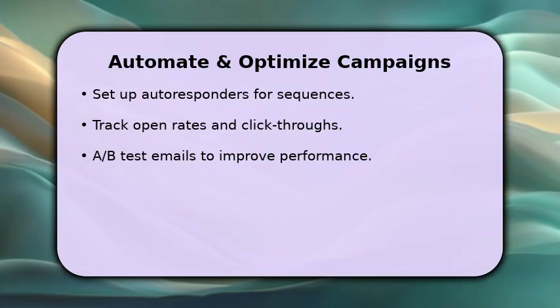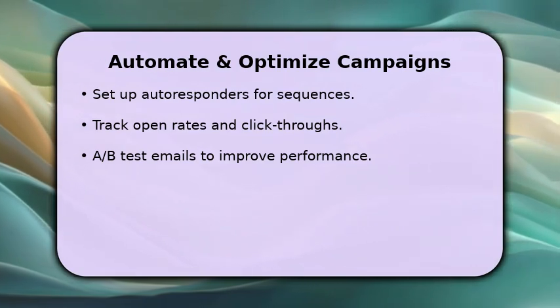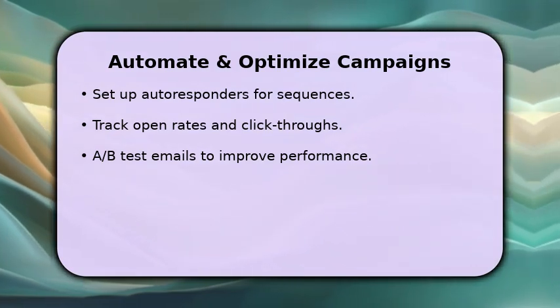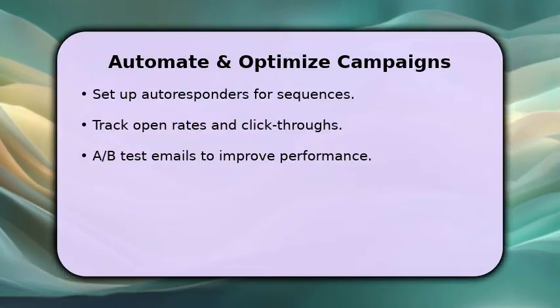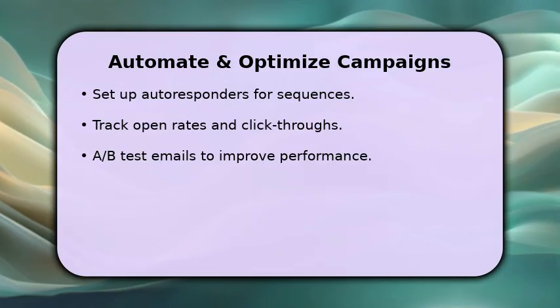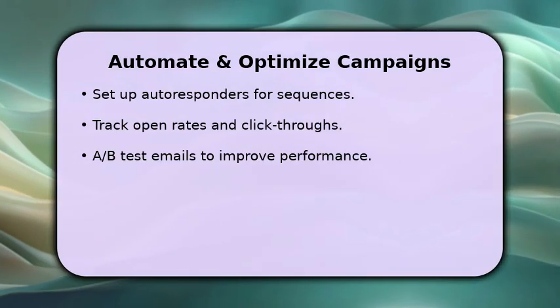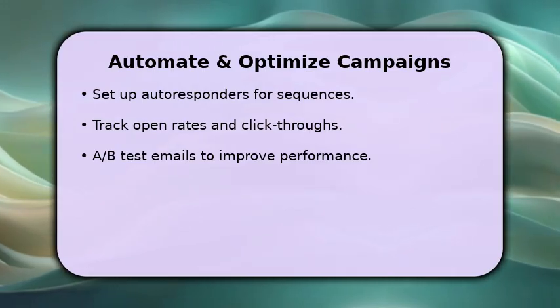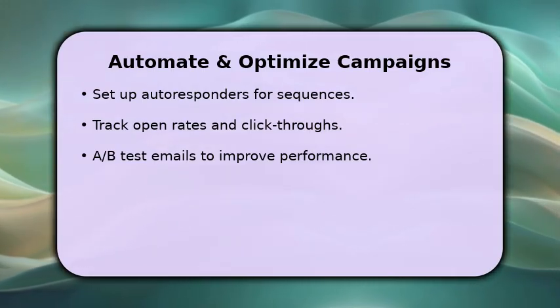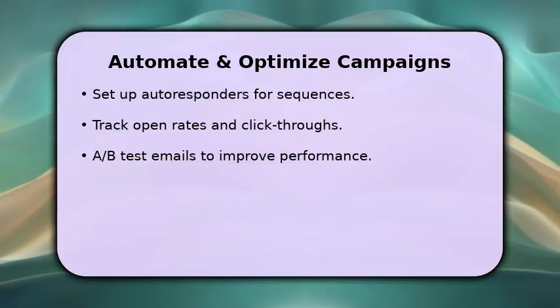Finally, let's talk about automating and optimizing your email marketing efforts. GetResponse allows you to set up autoresponders to send automated email sequences, nurturing your leads over time. You can track key metrics like open rates and click-throughs through detailed reports. Additionally, A/B testing different elements of your emails helps you continuously improve performance and achieve better results.